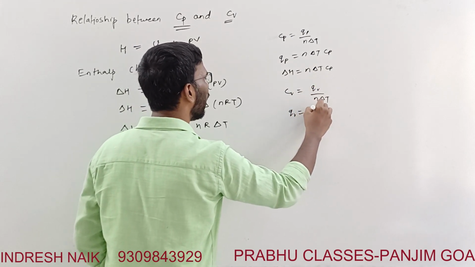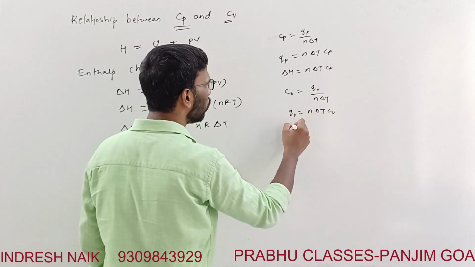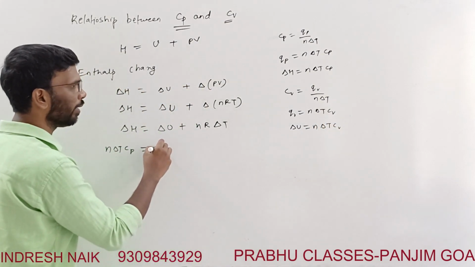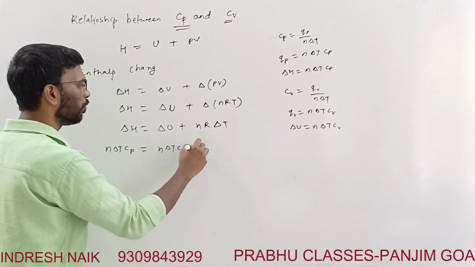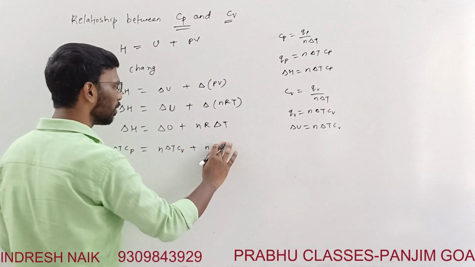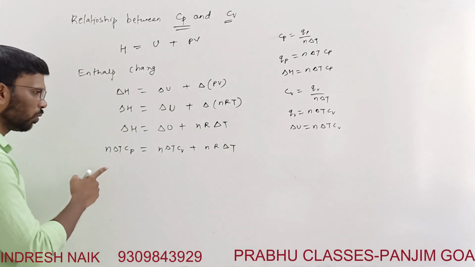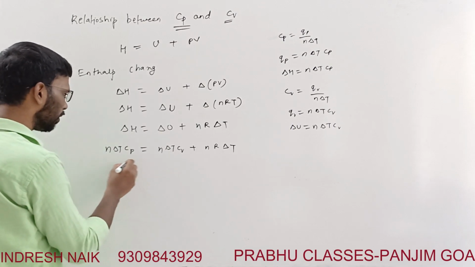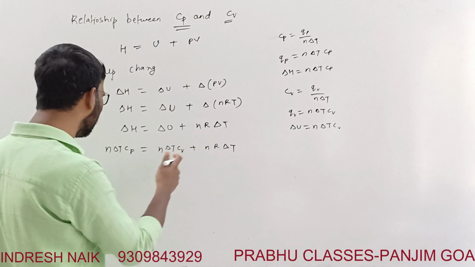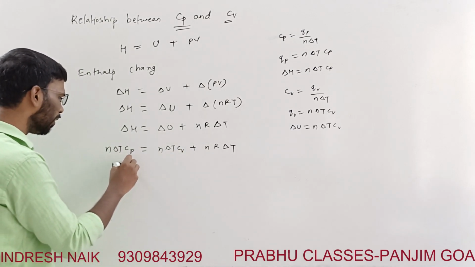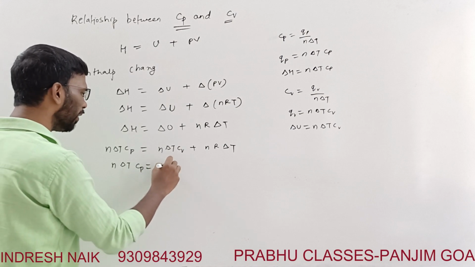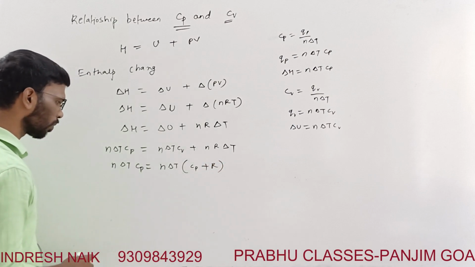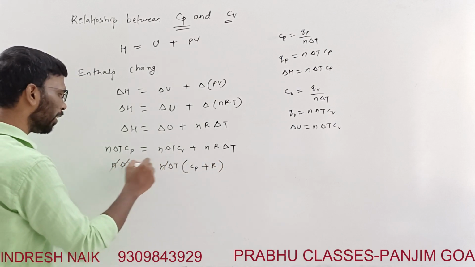So Qv is equal to what? Qv is equal to delta U, which is n delta T Cv. Here I am writing n delta T Cv, and this is n R delta T. You can take n delta T common, so we write n delta T Cp. I'll take n delta T common, and what I write inside is Cp plus R. So this n delta T is getting cancelled.